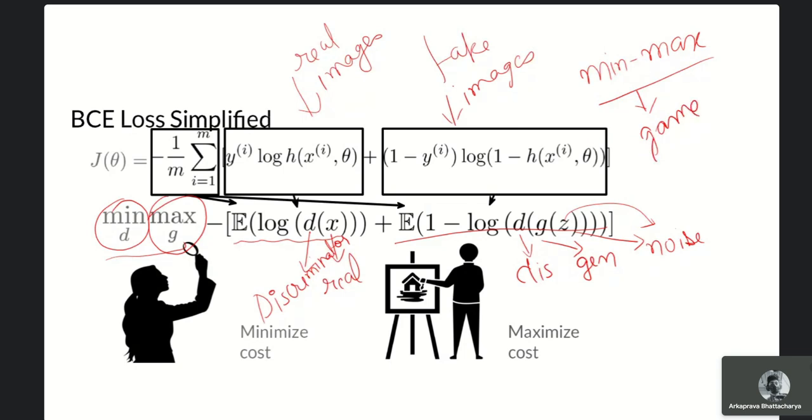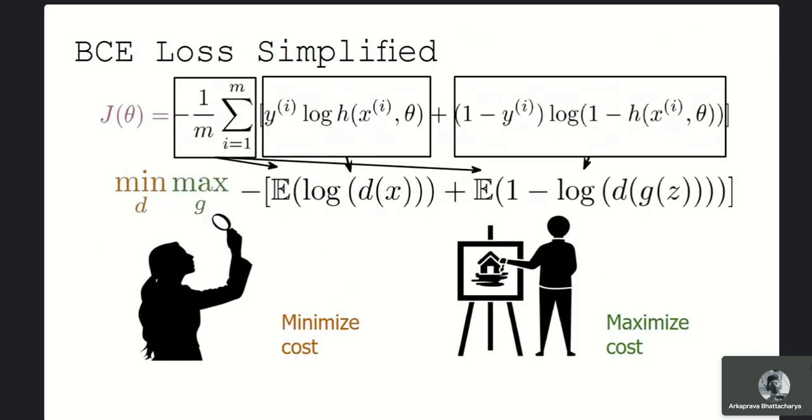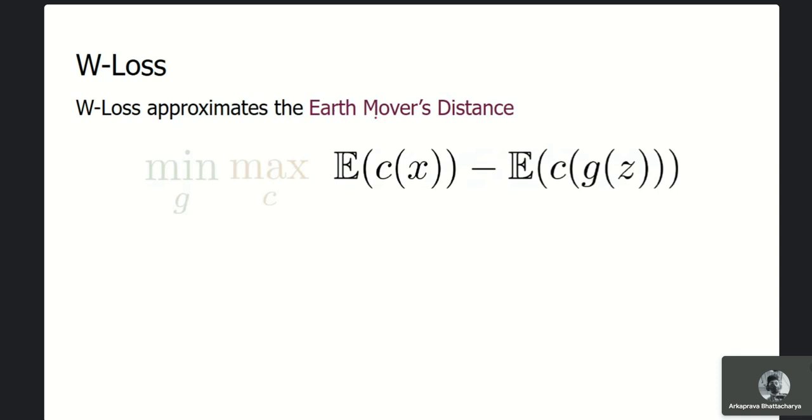And we want to reach an equilibrium, a Nash equilibrium, in this min-max game. So let us see about this W loss, which helped us to overcome the vanishing gradient problem caused by the BCE loss function. W here stands for Wasserstein loss, and this Wasserstein loss approximates the earth mover's distance. So rather than using the symbol D, here we are calling our discriminator a critic. So C here basically is nothing but the discriminator, which is now called a critic.